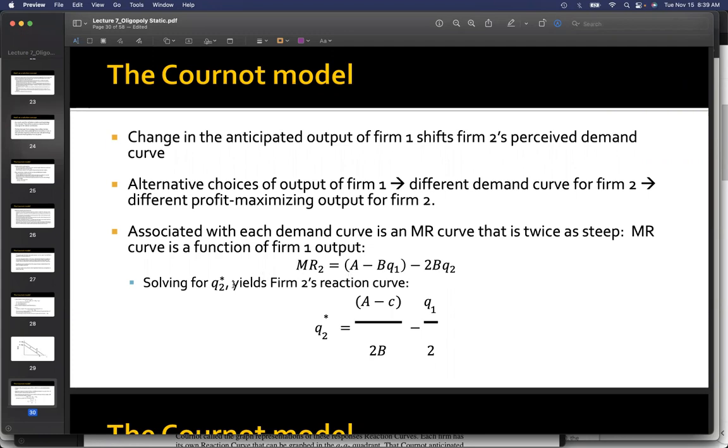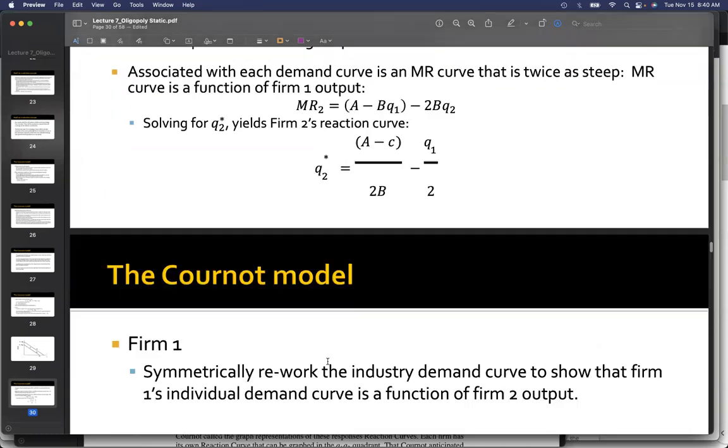Solving for Q2, you get this one, which is what's called a reaction curve. So why is it a reaction? Because when your guess is that firm 1 does Q1, your reaction as firm 2 is this. This whole thing, basically. That's why it's a reaction. So that's a way basically to put all of the concepts together. This is firm 2's reaction function or reaction curve. If firm 1 does Q1, then I react as firm 2 and provide Q2 star.